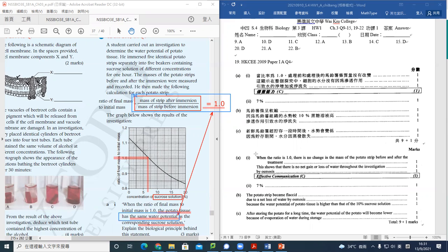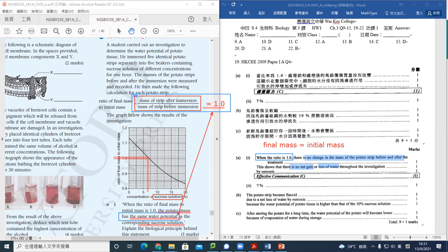Okay, when the ratio is 1.0, so we can say that final mass equals to initial mass. Or in other words, you can say there is no change in the mass of potato strip before and after. And there is no net gain or loss of water.